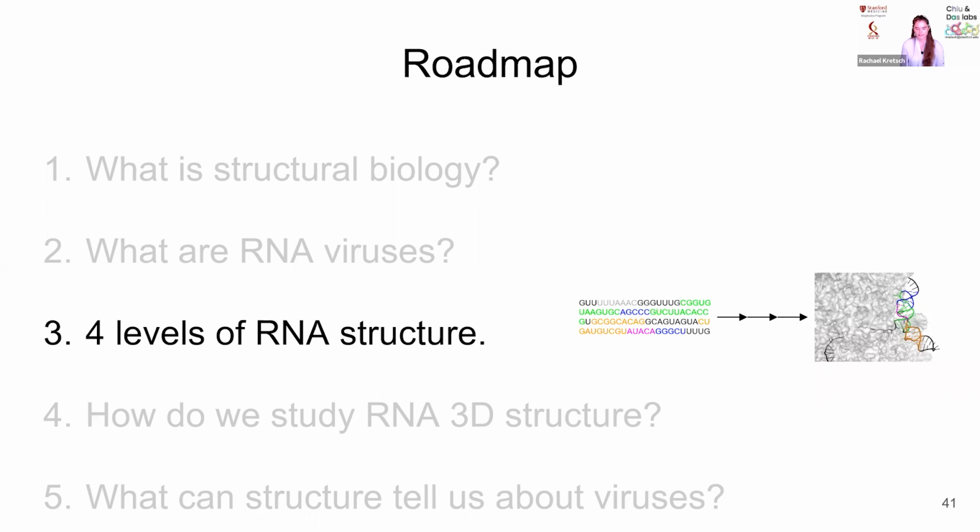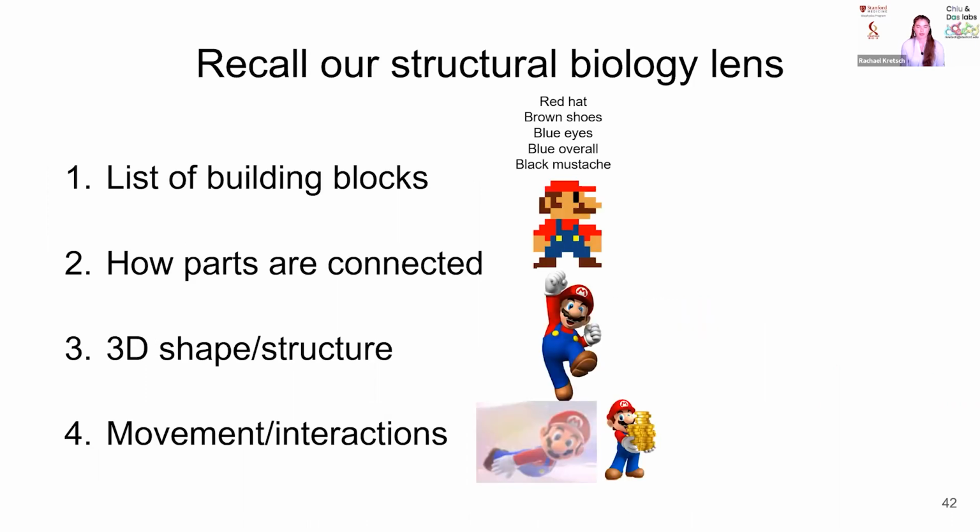Okay, how do we study the RNA? So we have 4 levels of structure. And I already went through, with the analogy of our character here, the 4 levels of structure. So we have the list of building blocks. Then we have how all these building blocks are connected. Then we have the actual 3D shape. And finally, we have how it moves or interacts with other things.